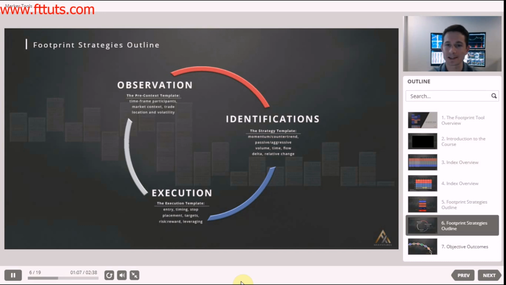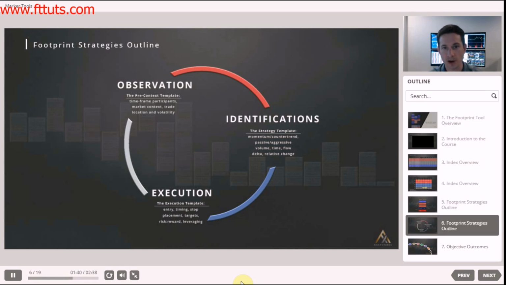These are all the sorts of characteristics that will allow you to observe when this trade strategy could potentially be in play. Once we've learned to observe the trade strategy, we're then going to learn to identify when that trade strategy is in play. Certain characteristics we're going to look at will include volume, time, flow, delta, and relative change. These characteristics are going to allow us to identify when the trade strategy is in play.